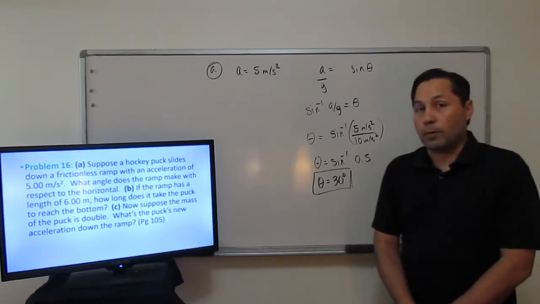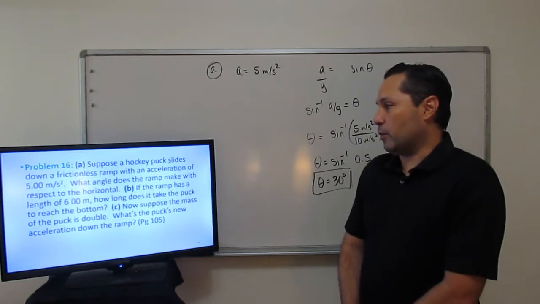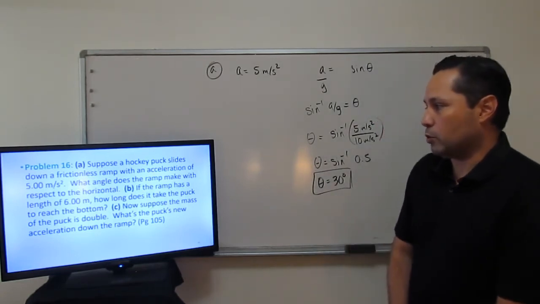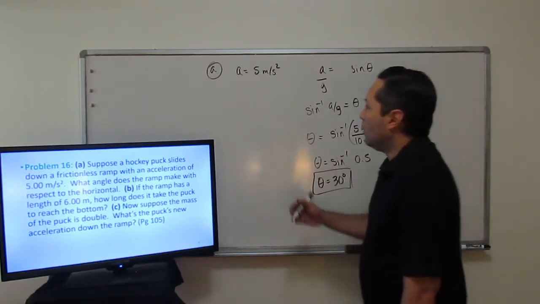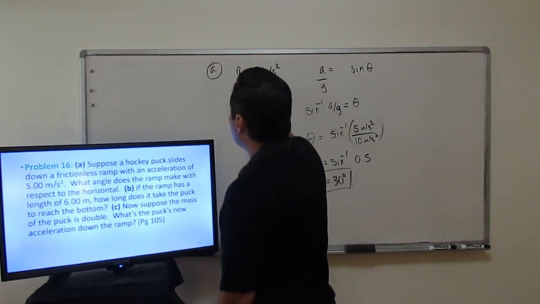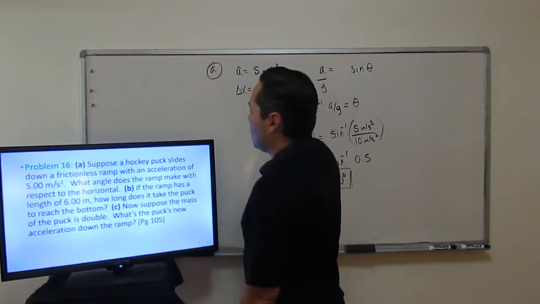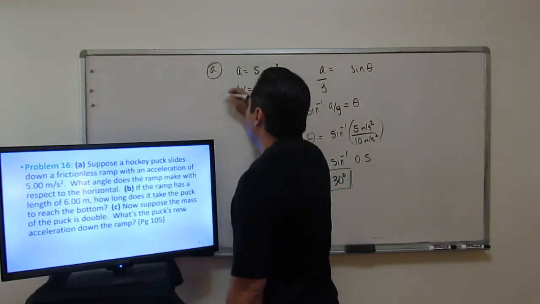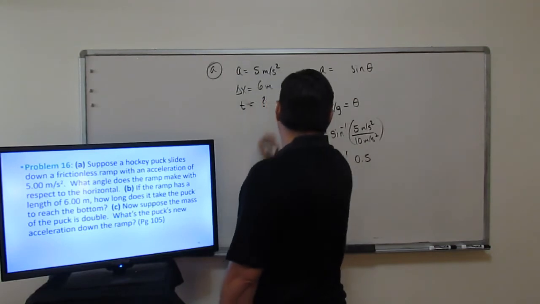Let's move on to part B. In part B it says, if the ramp has a length of 6 meters, how long does it take the puck to reach the bottom? Alright, so we have the acceleration and we have the displacement. It's going to go 6 meters, and they want to know time. How much time would it take?